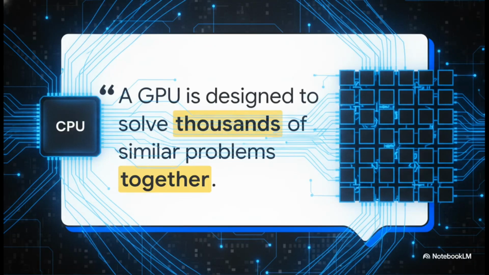Ultimately, the incredible capabilities of modern computing rest entirely on this distinct difference in architectural philosophy. A CPU is designed to be a powerful problem solver. A GPU is designed to solve thousands of similar problems together. By shifting the engineering focus from the latency of a single thread to the total throughput of thousands of threads, the GPU unlocked the massive parallelism strictly necessary to power today's graphics and artificial intelligence.